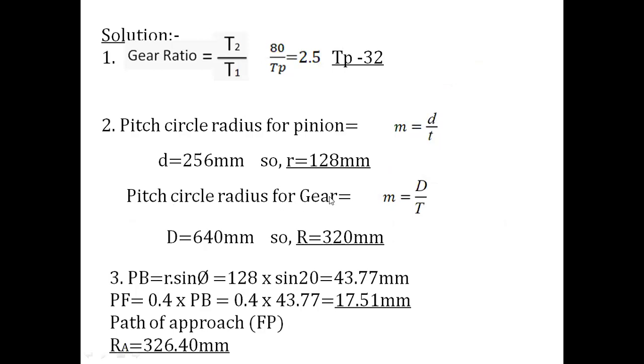Now pitch circle radius for gear. Again we have the module formula, m is equal to capital D by capital T. So the value of capital T is given as 80 here. Module is given as 8 mm. So the value of D by cross multiplying, 8 into 80, is 640 mm. When diameter is 640 mm, the pitch circle radius for gear we are getting is half of 640, which is 320 mm.